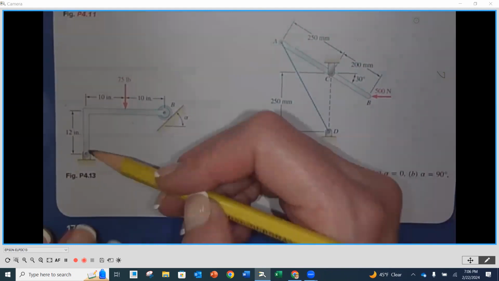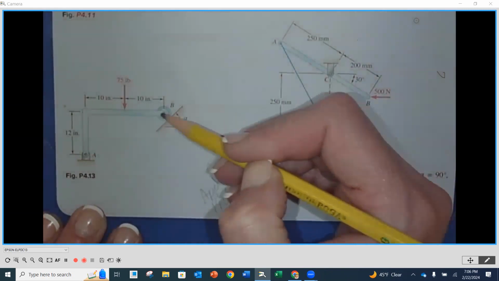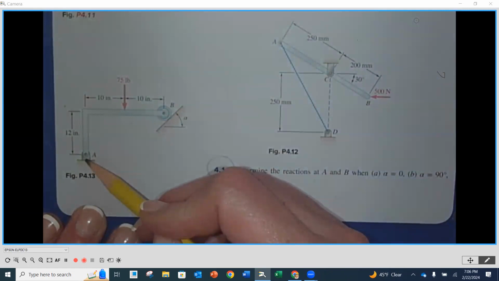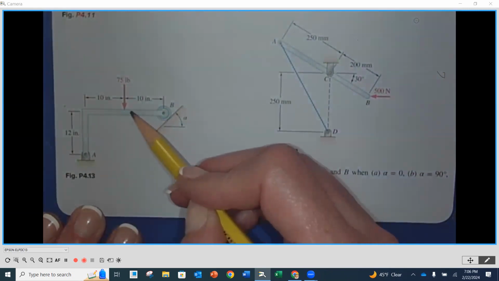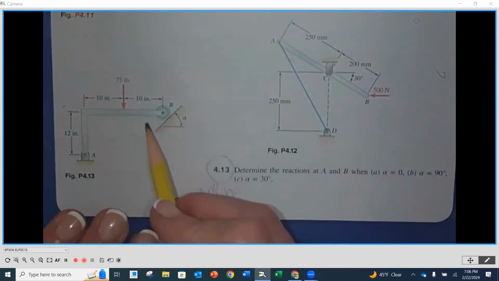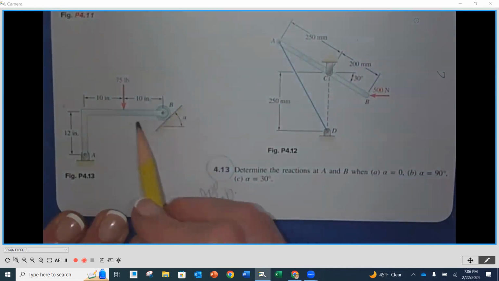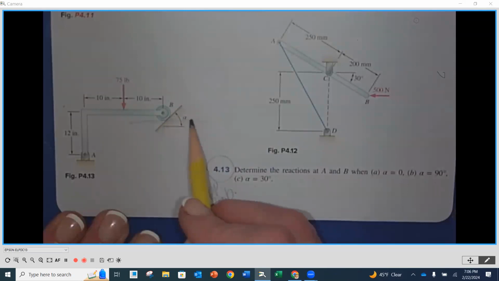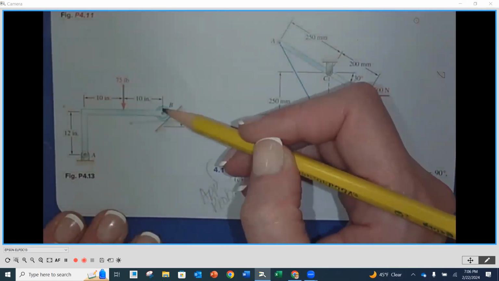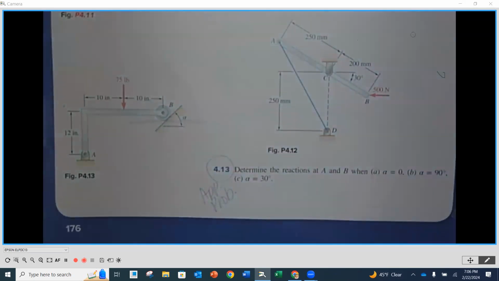So I'm going to start by drawing our free body diagram as this kind of upside down or sideways L. A is a pin. We've got an applied load of 75, and then B is going to be a roller, but it's going to have alpha as horizontal, or alpha at 0. So this surface is going to be horizontal. So the reaction at B is going to be perpendicular to that. Okay. So 413.